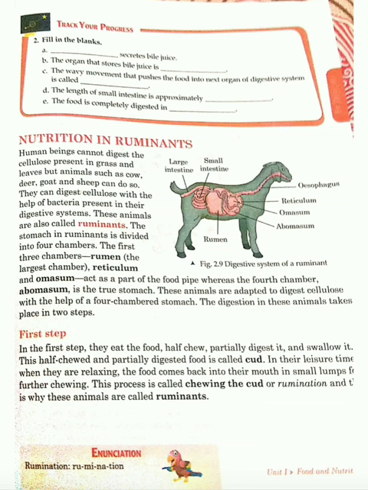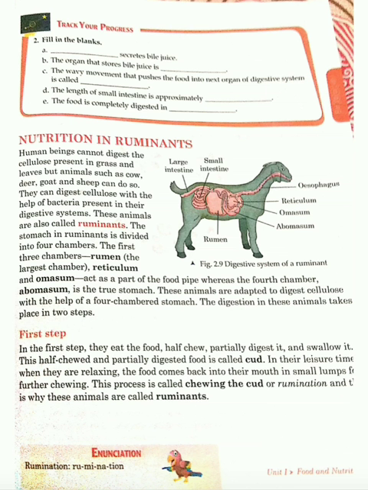Okay, then come to the last part. The food is completely digested in. As you all know, as the food comes up to the small intestine, it is completely digested, and in the large intestine the undigested and unabsorbed food is passed. Okay, so we can say that the food is completely digested up to the small intestine. So I think these fill in the blanks are clear to you.